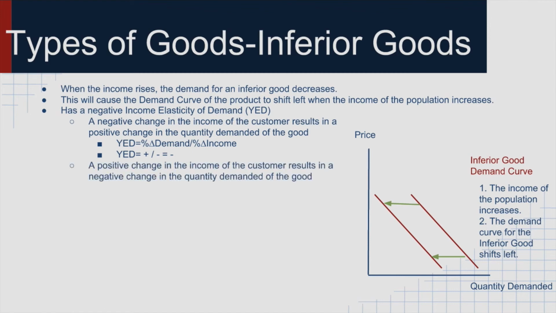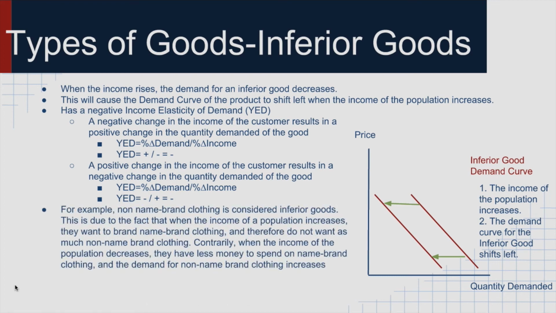A positive change in the income of the customer results in a negative change in the quantity demanded of the good. So this time there will be a negative value divided by a positive value, but again will result in a negative value. For example, non-name brand clothing is considered an inferior good.